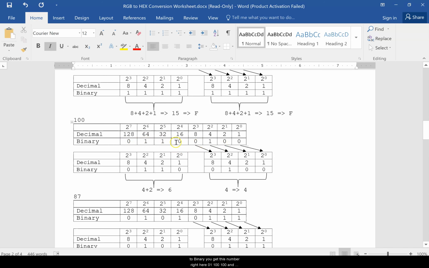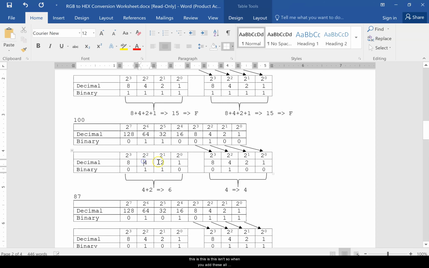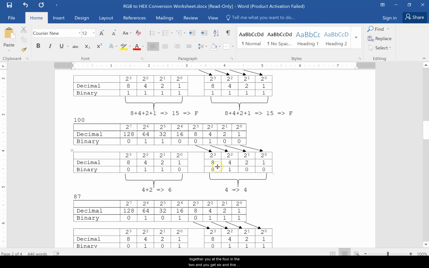0, 1, 1, 0, 0, 1, 0, 0, and again, you break it into half, so there's 4 over here and 4 over here, and I did this with the arrows. So do 1, 2, 4, and 8, and then 1, 2, 4, and 8. This is a 0, but this isn't on. This isn't. So when you add these all together, you add the 4 and the 2, and you get 6. And this is off, on, off, off.